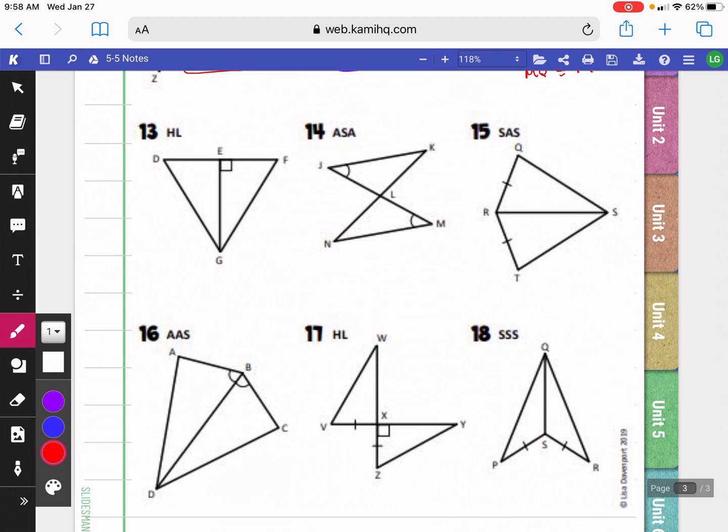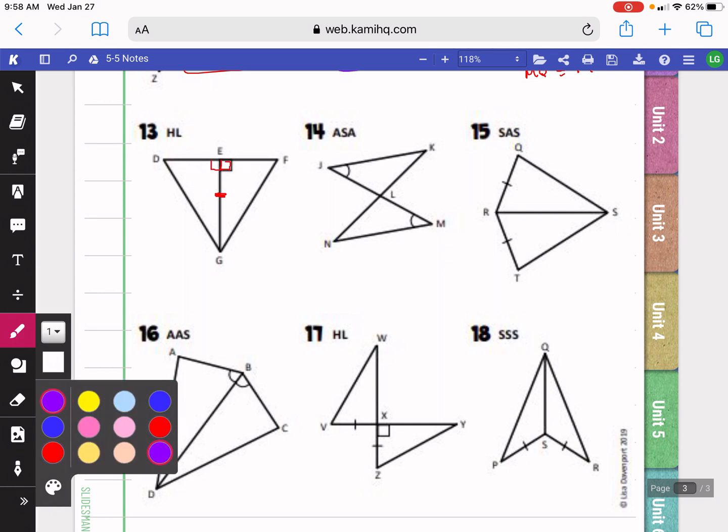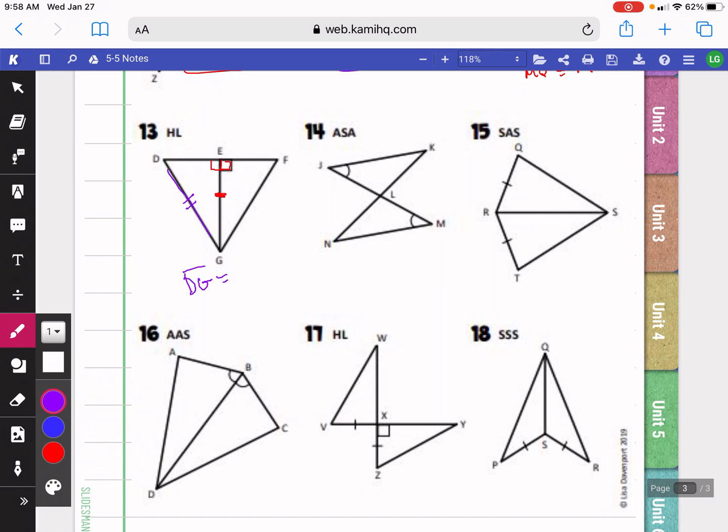Our next one wants hypotenuse and leg. Well, they have this leg in common, and they're 90-degree or right triangles. So we just need to prove that the hypotenuses are congruent. So the hypotenuse over here is DG. That would need to be congruent to the hypotenuse over here, which is FG.